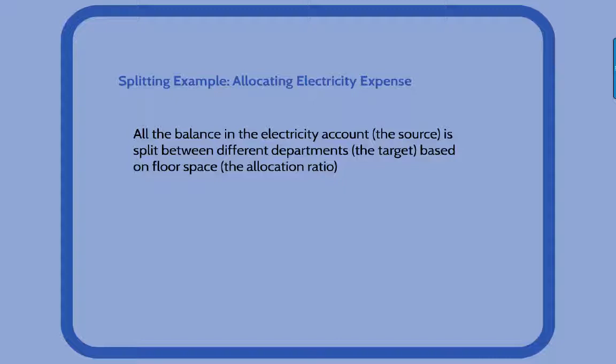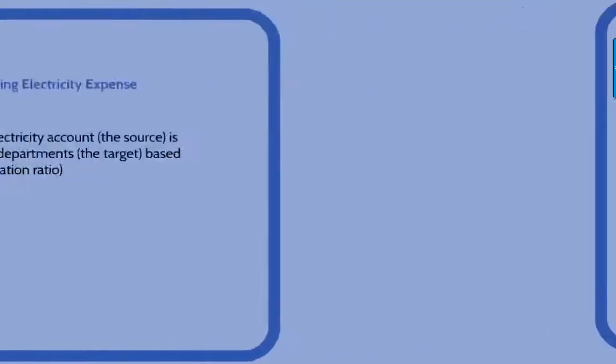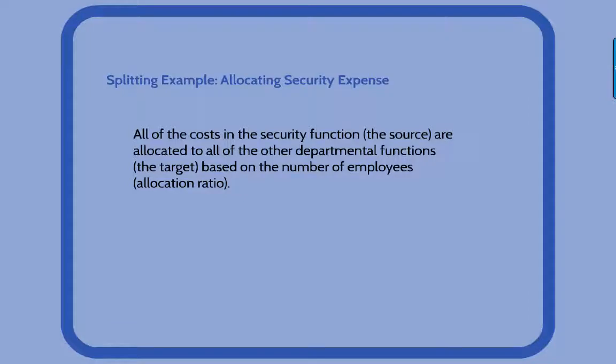The source is the account that we are affecting by the splitting entry, moving the contents of it to the target, and we're doing that based on what is referred to as the allocation ratio. The basis of that movement is called the allocation ratio, and that's a split. We're moving around cost or revenue. And then another example is allocating security expenses. All the costs in the security function, that is the security department, which is the source, are allocated to all the other departmental functions, that is the target, based on the number of employees.